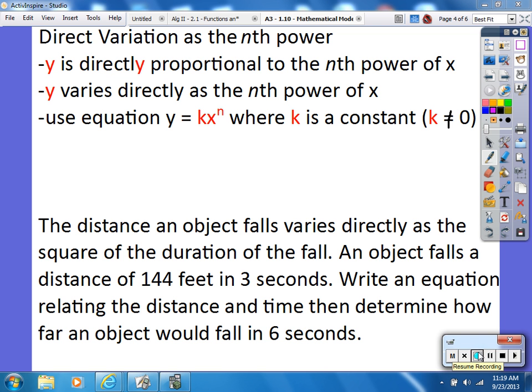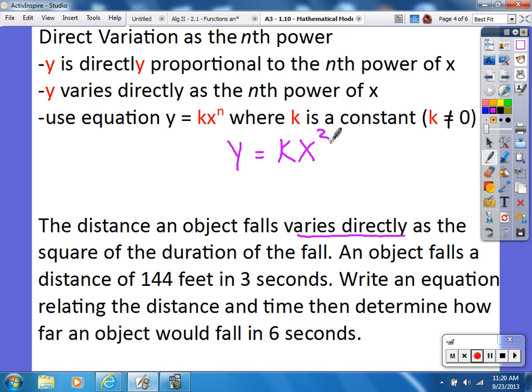So the distance an object falls varies directly. So I know immediately I'm going to be using y equals kx, right? Uh-oh. But it says as the square of the duration. So instead of it just being a regular x, it's now going to be x squared. See the only difference between that and the direct variation? We had to throw a square on because it had the word squared. Does that make sense?